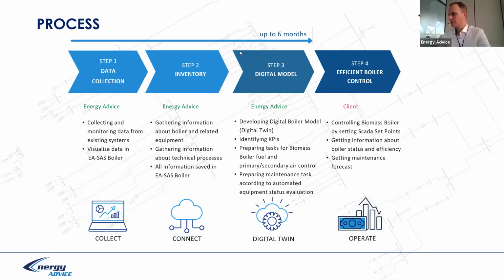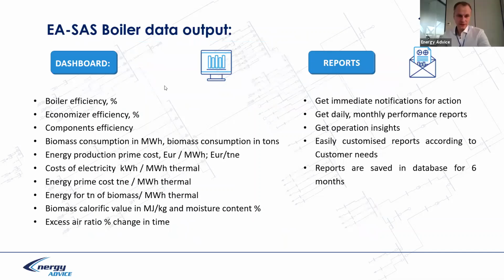Separate process of building processes, data collection, inventory, and digital modeling. Dashboards, what information you get on the dashboard. The dashboard is easily configurable, and shows boiler efficiency, economizer, components efficiency, biomass consumption, costs, energy prime, energy ton, biomass calorific value, moisture content, excess air rate, change in dimensions, many not mentioned here.